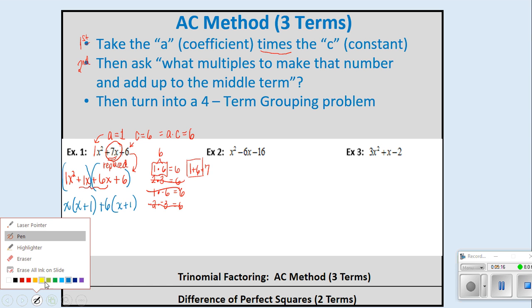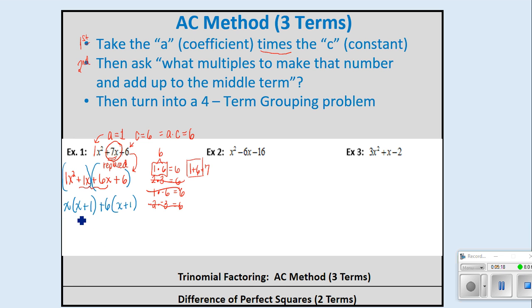What do these two terms now have in common? Well, they both have an x plus 1 in common. So I'm going to divide out an x plus 1. And if I divide an x plus 1 out of this guy, they cancel, and I'm left with an x. And if I divide an x plus 1 out of these guys, I'm left with a 6. The two factors that multiply to make the original are x plus 1 and x plus 6.